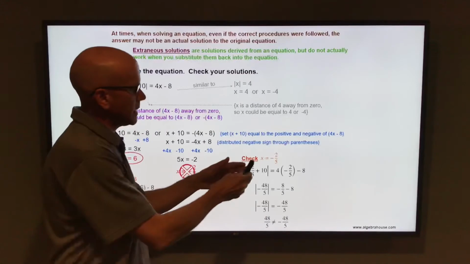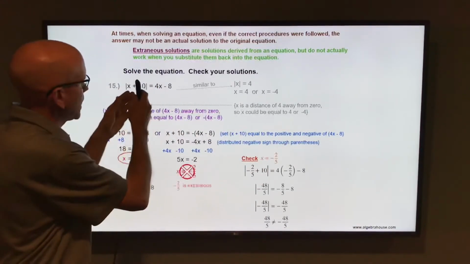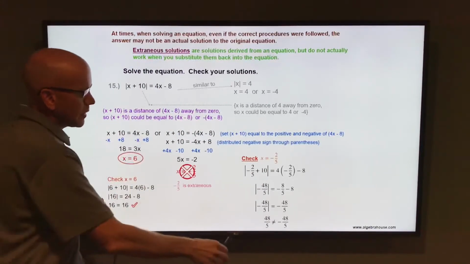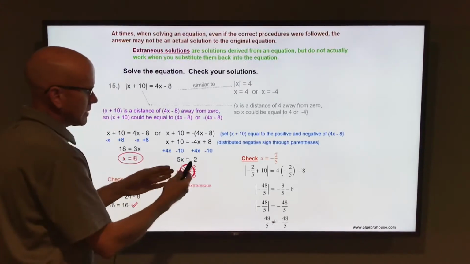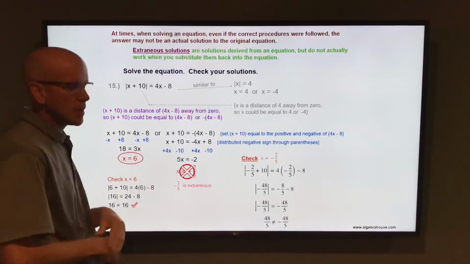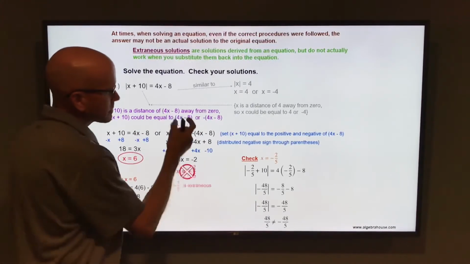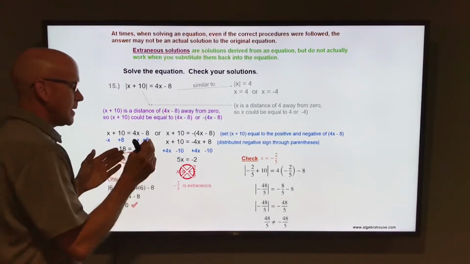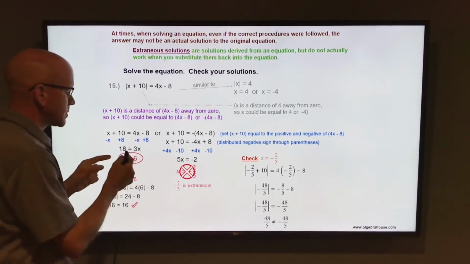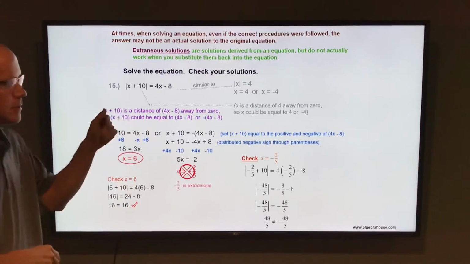So what that's saying is when you put negative 2/5 back in for x in the original equation, you get a false statement. That means negative 2/5 is an extraneous solution. We did everything we were supposed to working through that. We got negative 2/5, put it back in, it didn't work. It's an extraneous solution. X equals 6 is the solution to this equation.